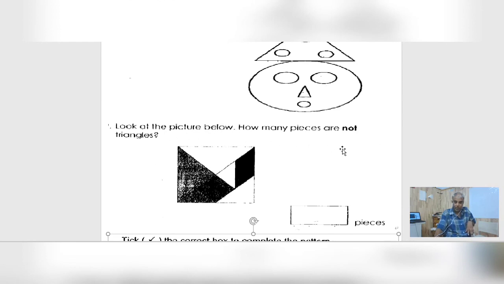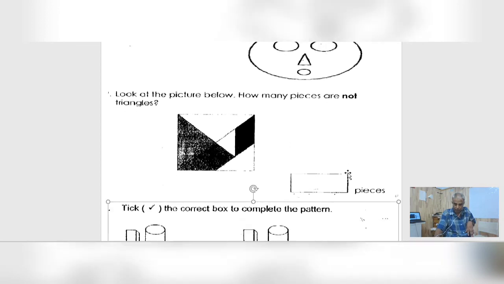Look at the picture below and find how many pieces are not triangles. So you have to find out how many pieces are not triangles. So this is a triangle, this is a triangle, this is a triangle, this is a triangle. This is also a triangle. This is not a triangle, this is not a triangle, right? So you have to figure out that one.